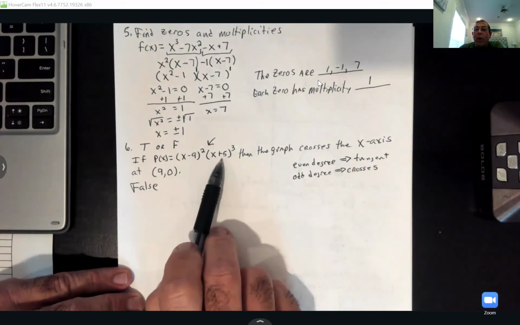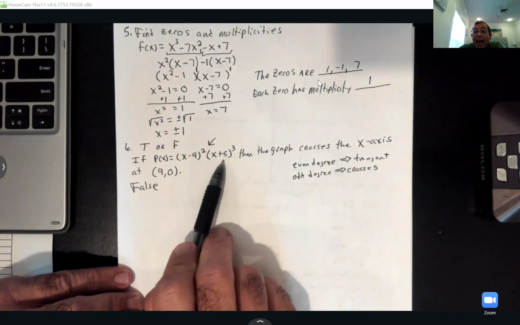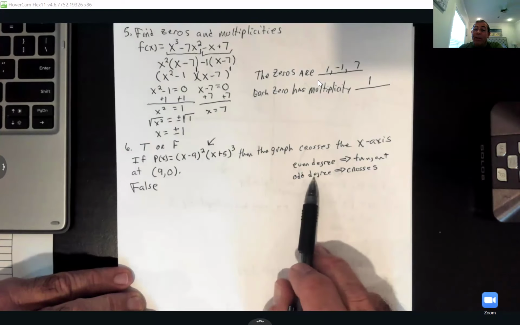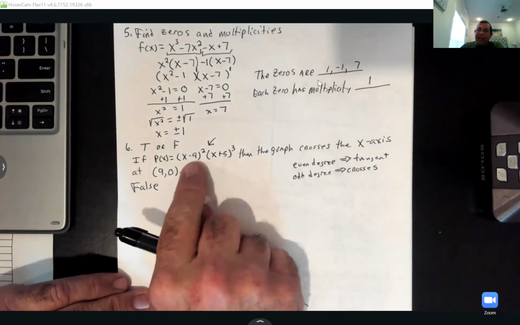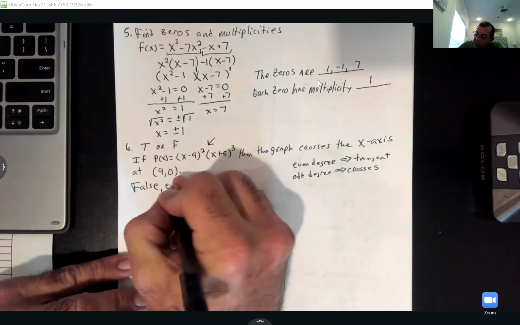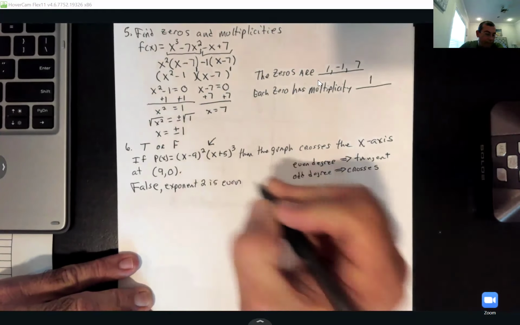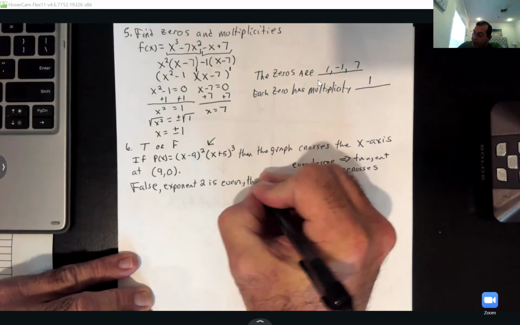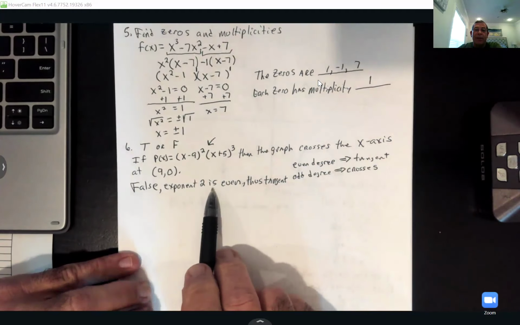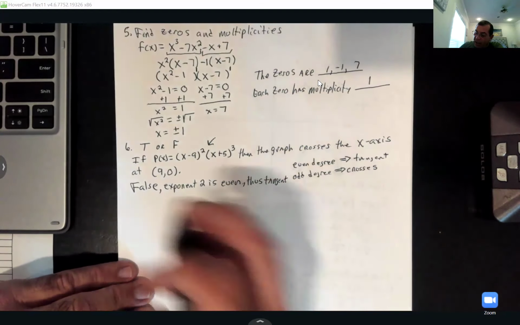Now, if they'd have given me the point -5, 0, -5, 0 would have come from this factor, which had an odd exponent. That one would have made it true because of the odd exponent, okay? But they were looking at this factor. Now, what we got to say is it's false because the exponent 2 is even, thus it is tangent. Okay, so you got to give it the right answer. Why? Because 2 was even, and evens are tangent, okay?